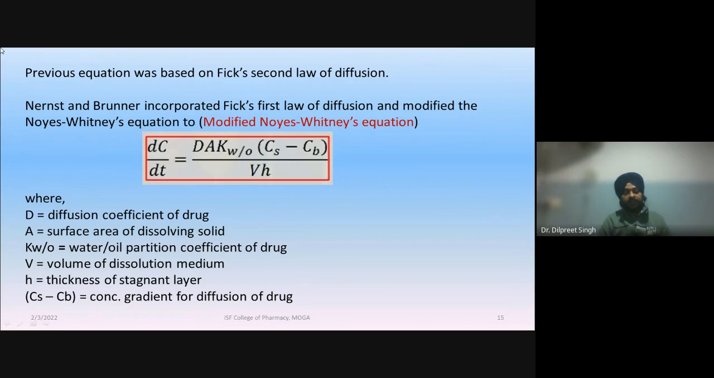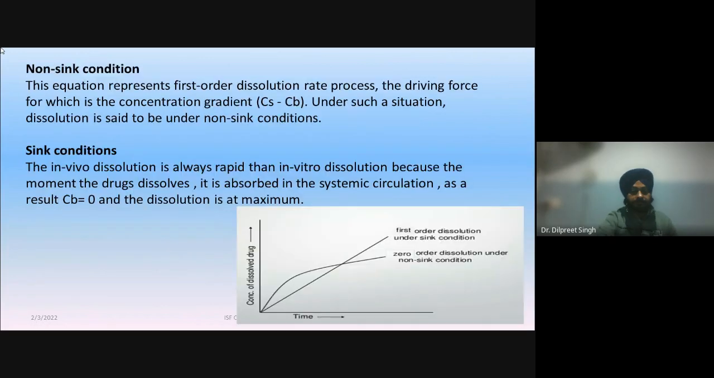What is Fick's second law of diffusion? It was modified by Nernst and Brunner into the modified Noyes-Whitney equation: dC/dt = DAKw/o(Cs - Cb)/Vh, where D is the diffusion coefficient of the drug, A is the surface area of the dissolving solid, Kw/o is the water-oil partition coefficient of the drug, V is the volume of the dissolution medium, h is the thickness of the stagnant layer, and Cs - Cb is the concentration gradient for diffusion of the drug at the solid-water interface.